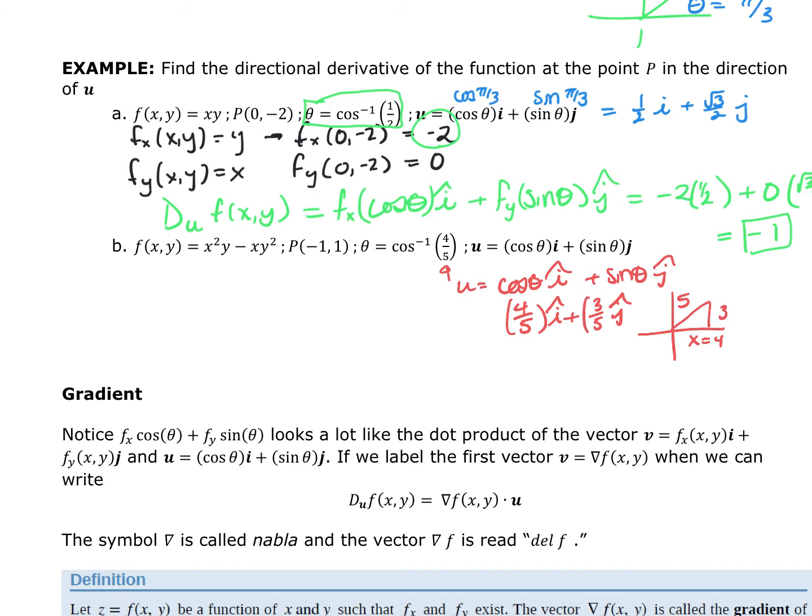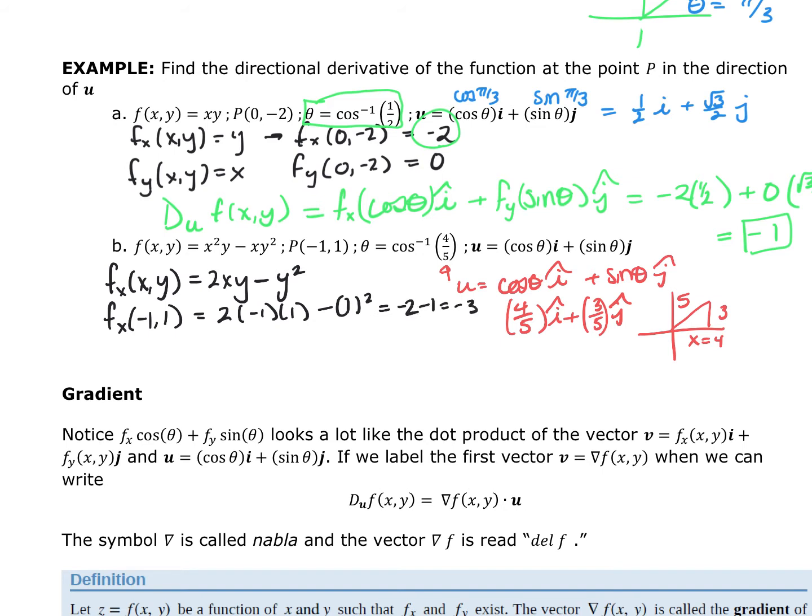So now I found those pieces. I'm going to go back now and find my partial derivative with respect to x of this. And so I end up with 2xy minus y squared. I'm going to evaluate that at the point -1, 1. So this is going to give me 2 multiplied by -1 multiplied by 1 minus 1 squared, which is -2 minus 1, which is -3.